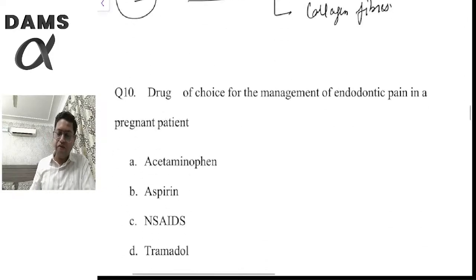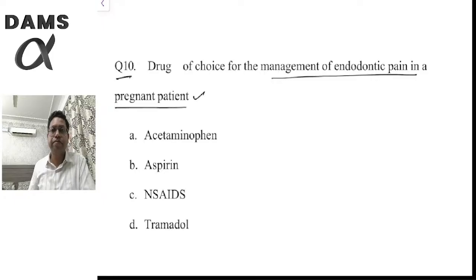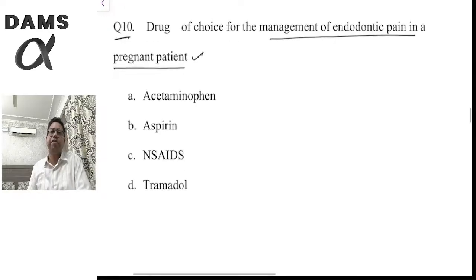Okay. Coming over to question number 10. The drug of choice for the management of endodontic pain in a pregnant patient is. It is a simple question. I think everyone would be able to answer it. Acetaminophen, that is paracetamol.